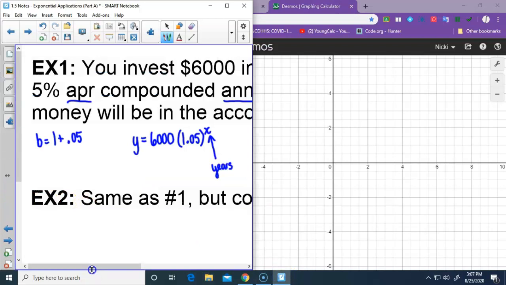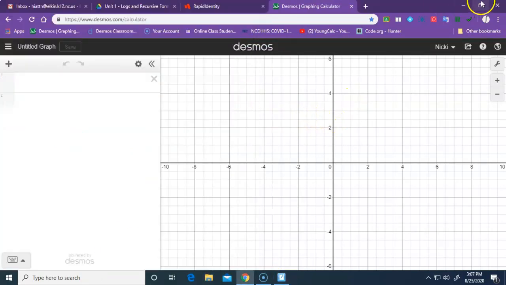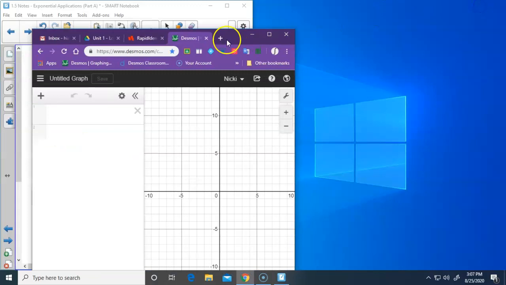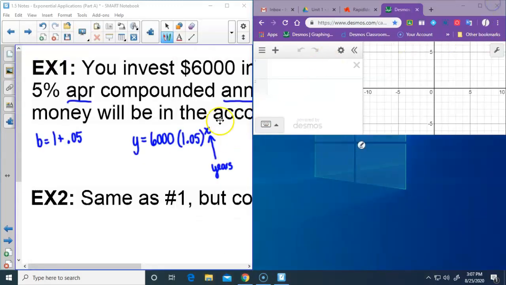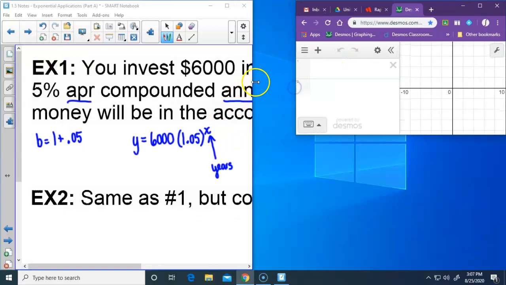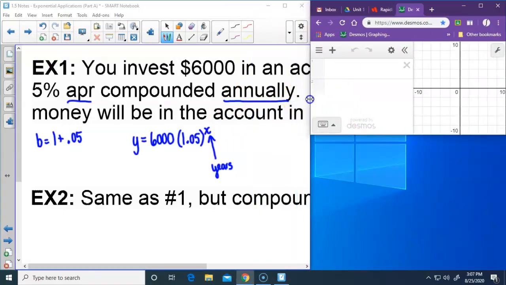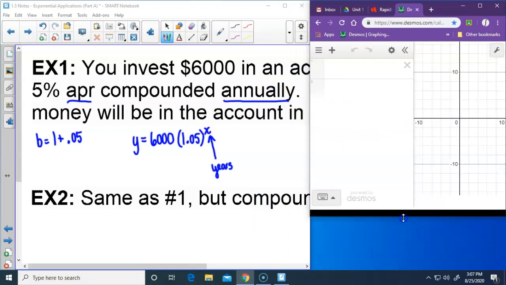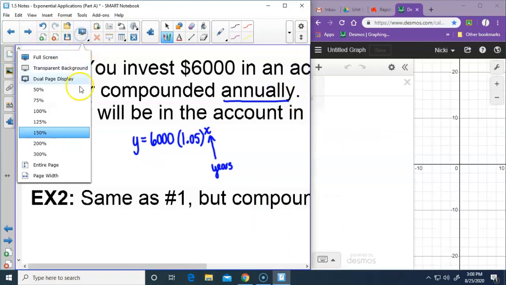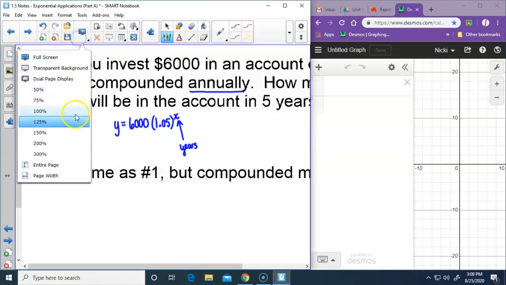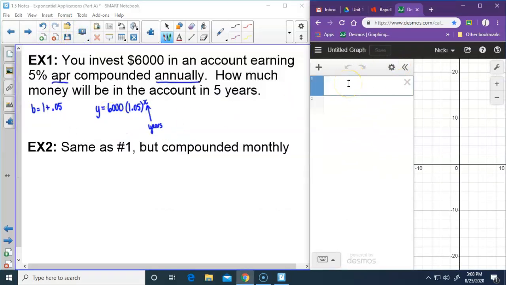And I'm going to go to Desmos here. Let's see if I can make this show up like I want it. And I'm going to make this a little smaller so it'll show up. Okay. And so all I've got to do here is plug in 5 for that exponent. So I'd have 6,000 times 1.05 to the 5th power.